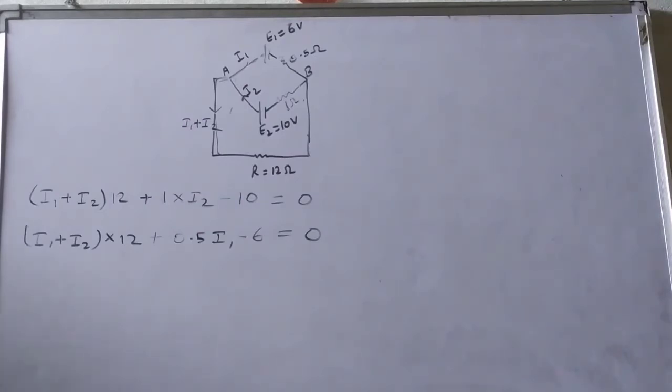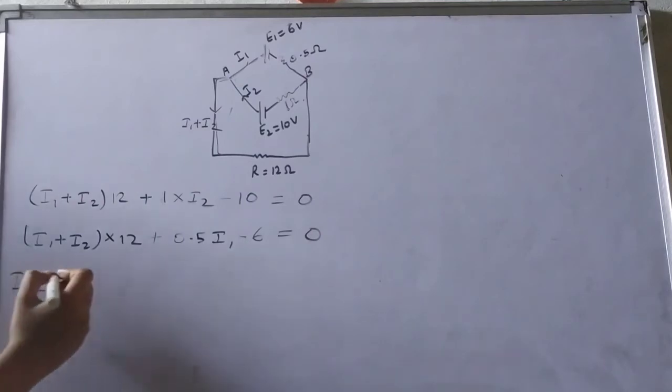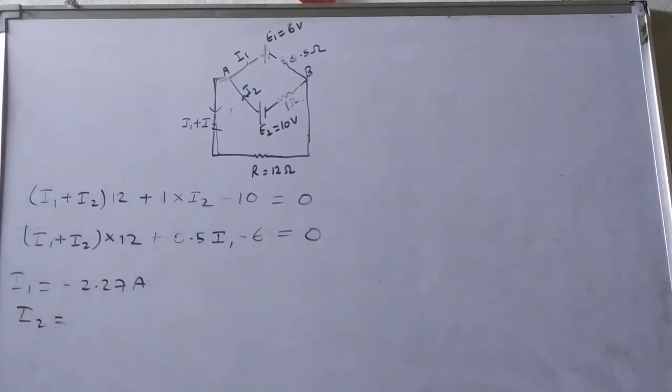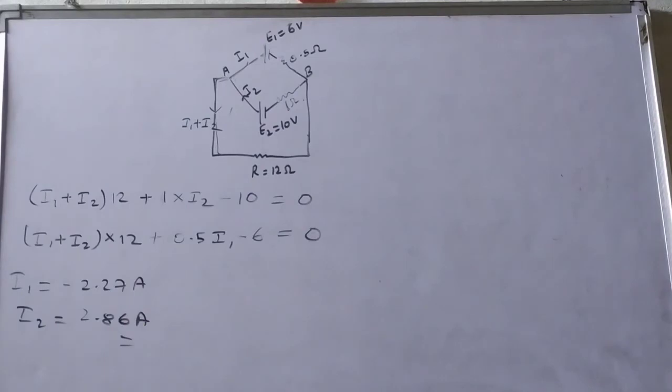Okay, now you have to solve this equation. Either you can solve it by elimination or substitution. When you solve it, I1 comes out to be minus 2.27 ampere and I2 comes out to be 2.86 ampere. Okay, these are the currents, and this is how we have to solve the circuit diagram which is based on the KVL.